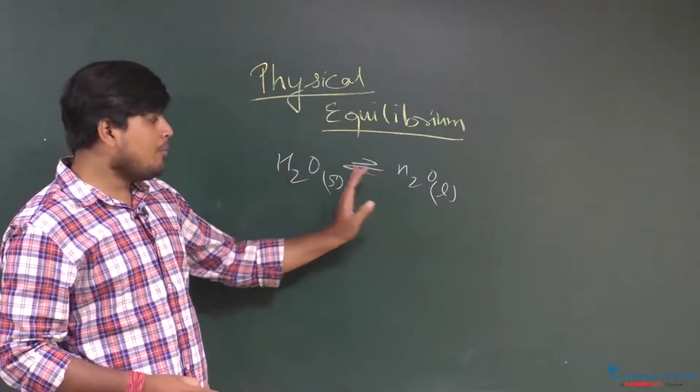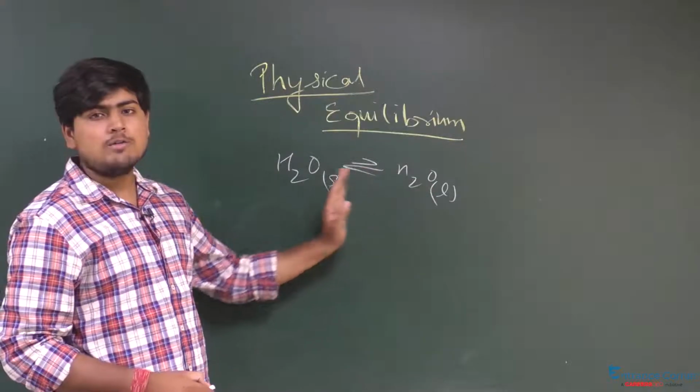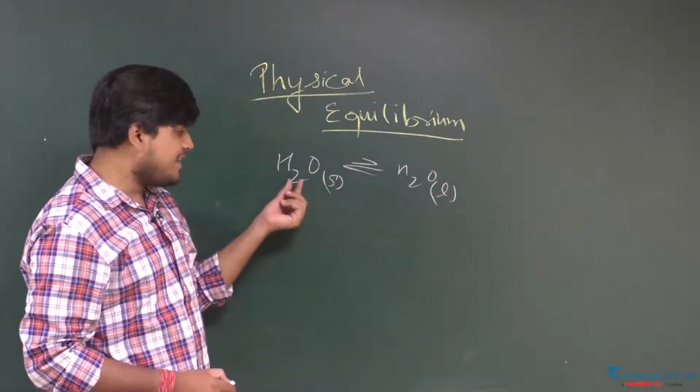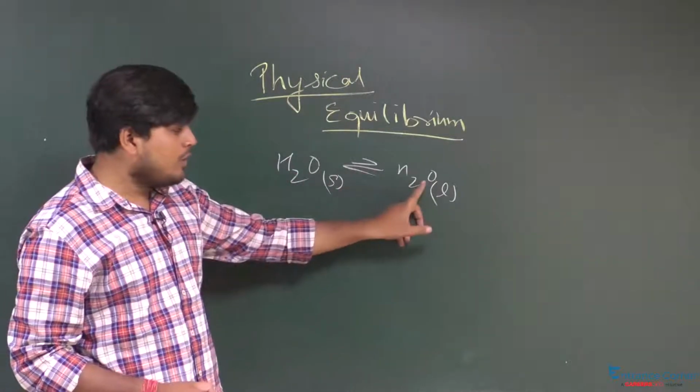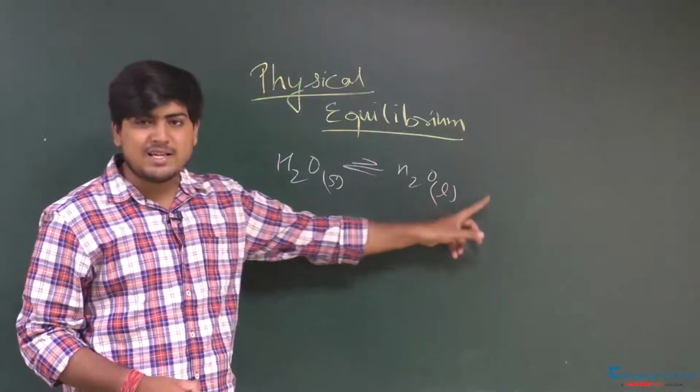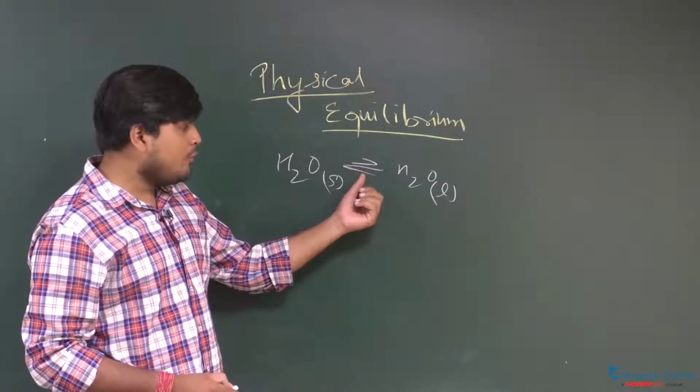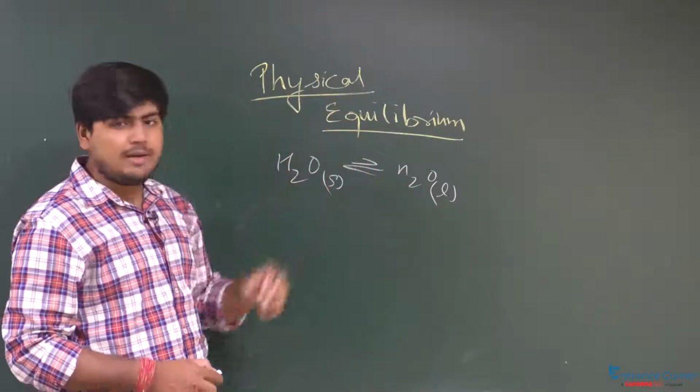Here the equilibrium, or the opposing forces, involves only the physical change, that is H2O solid is converted into H2O liquid. The chemical formula remains the same, that is it is a physical change. So the equilibrium involved in this process is a physical equilibrium.